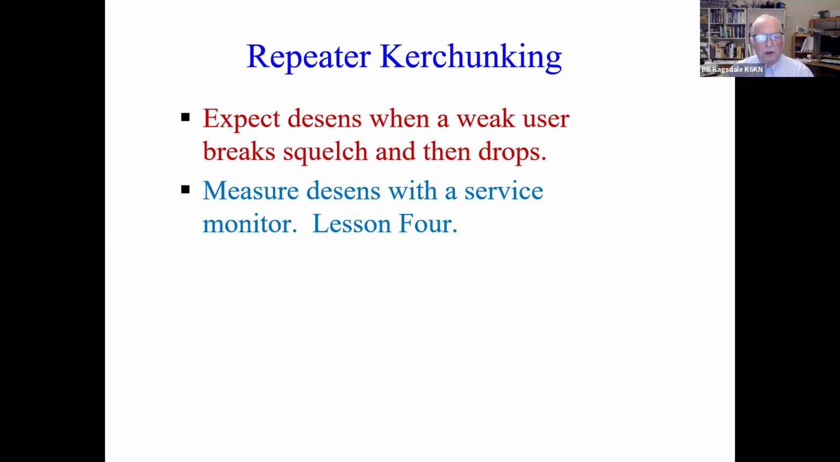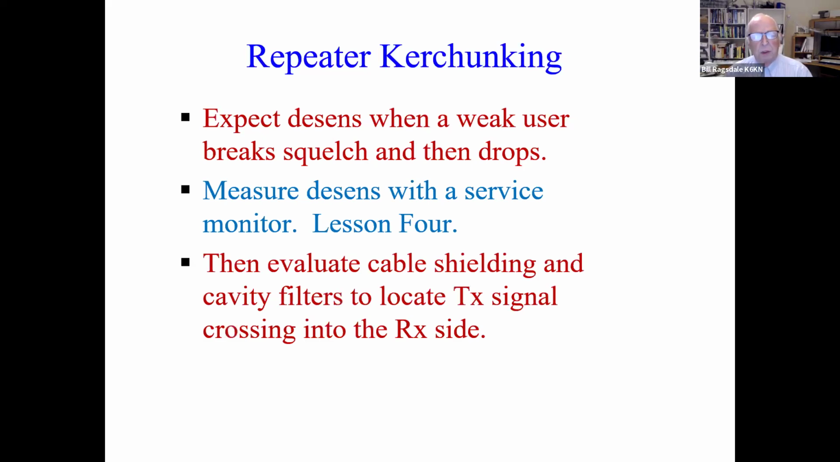But if it was anything more than what you could barely measure, like a dB or so, then you want to investigate. And the problems generally are cable shielding. Either the cavity filters aren't doing their job, they're off tuned slightly. It is most likely, though, a shielding cable, crosstalk between cables. And of course, the problem is the transmit signal is getting into the receive side.